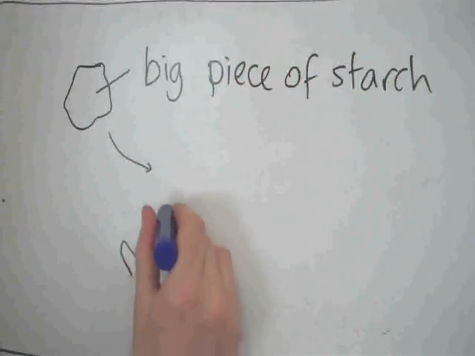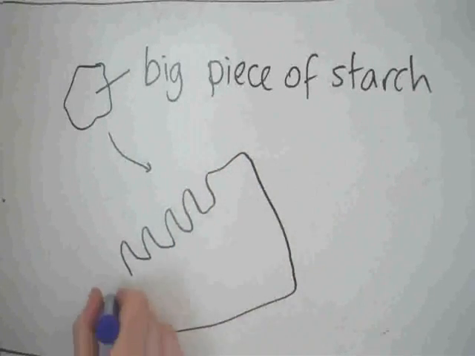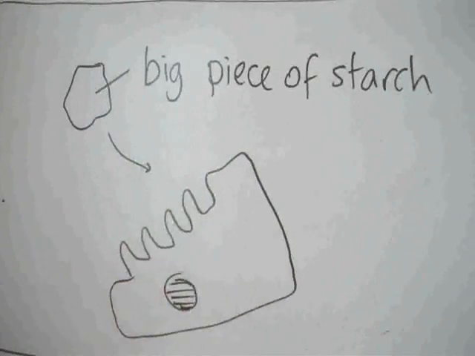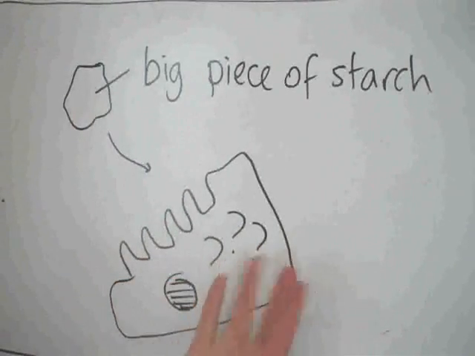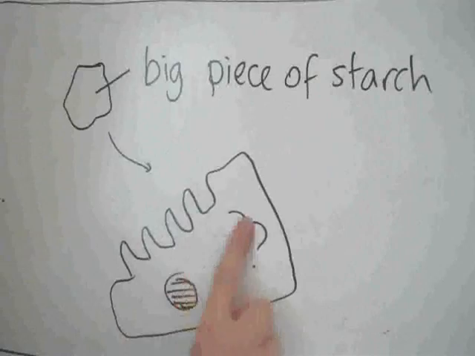Now, the trouble is that starch is far too big to cross over the barrier into a cell. There's a cell with some nice little microvilli on it to increase its surface area. How's it going to get in? Well, there's no way in. It's far too big to get across.